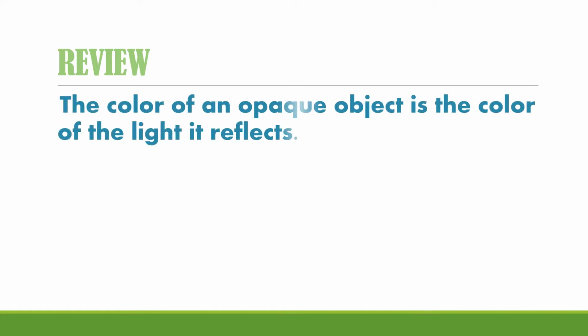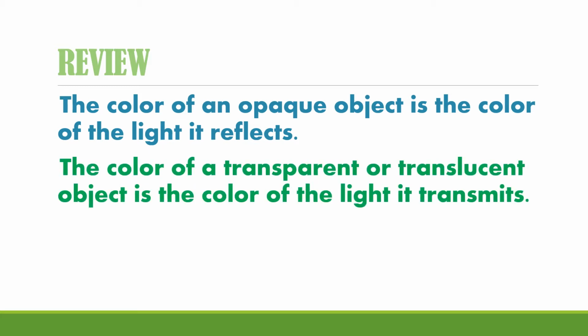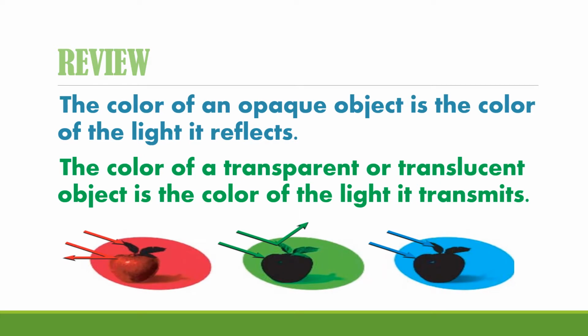So before we proceed with our new lesson, let's have first a short review on what we have discussed last week. You were able to learn that the color of an opaque object is the color of the light it reflects, and the color of a transparent or translucent object is the color of the light it transmits. So if you're going to look in this picture, the apple appears red because it reflects red light. The leaves look black because they absorb red light.